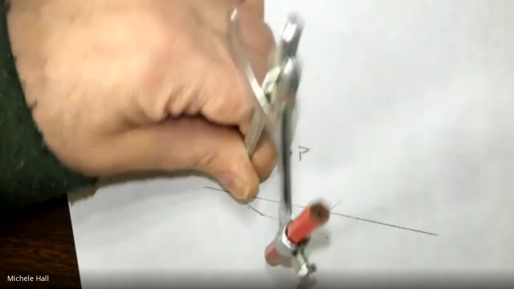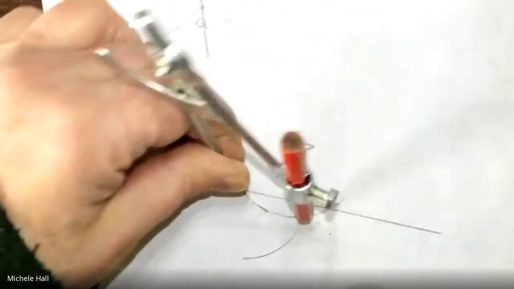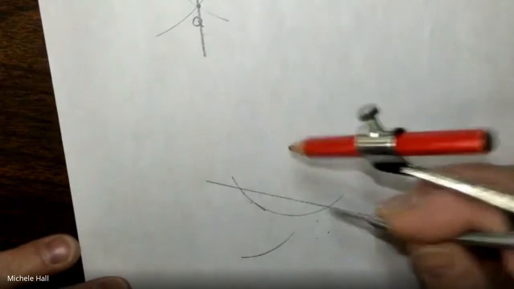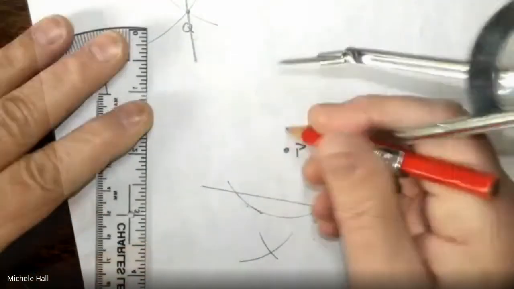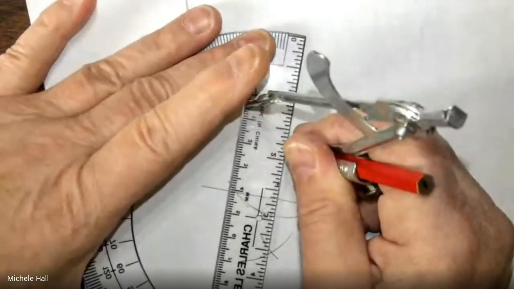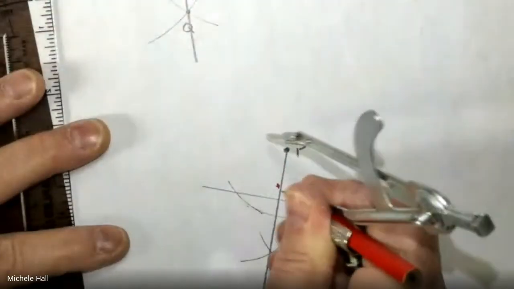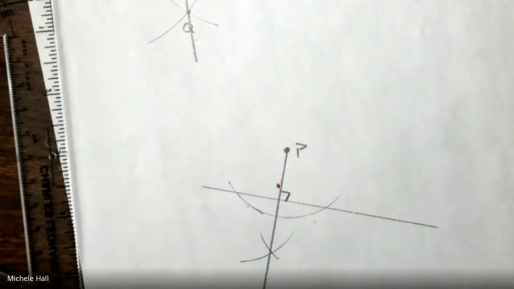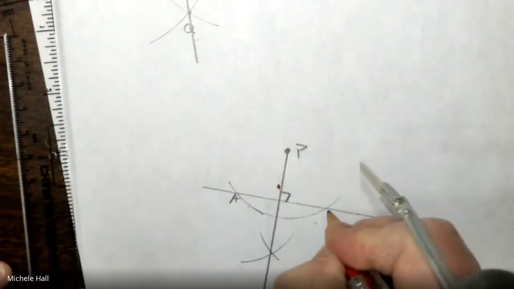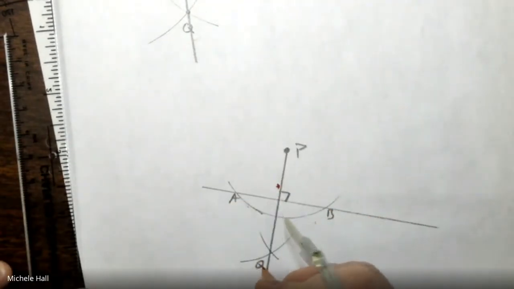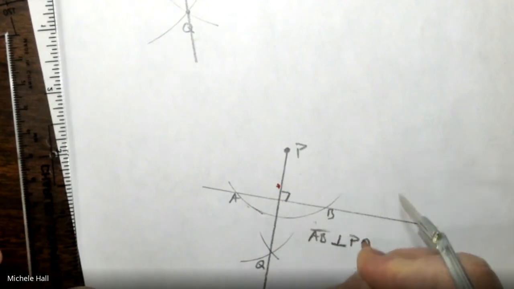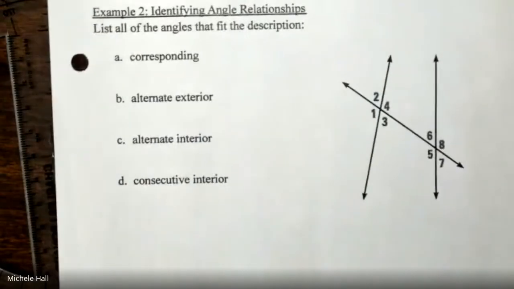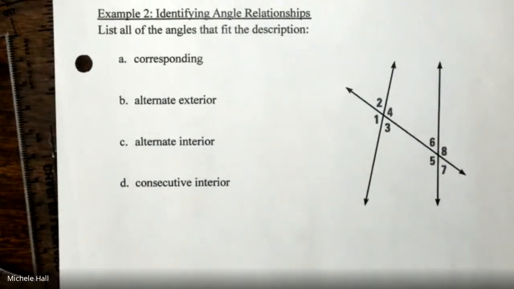Go to this point, arc off below, go to the other point that I've created, arc off below, and then draw through that point. And again, I've created that right angle, and I could label that as my point A, point B, and Q. And again, say that AB is perpendicular to PQ. Example 2, one more page, and we're going to list those angles.